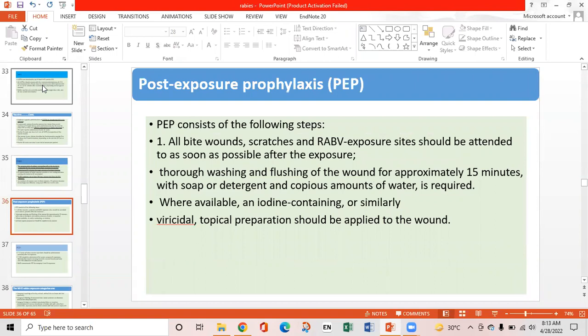Post-exposure prophylaxis consists of the following steps. First, all bites, wounds, scratches, and rabies virus exposure sites should be attended to as soon as possible after the exposure. Thorough washing and flushing of the wound for approximately 15 minutes with soap or detergent and copious amounts of water is required. Where available, an iodine-containing or similar virucidal topical preparation should be applied to the wound.